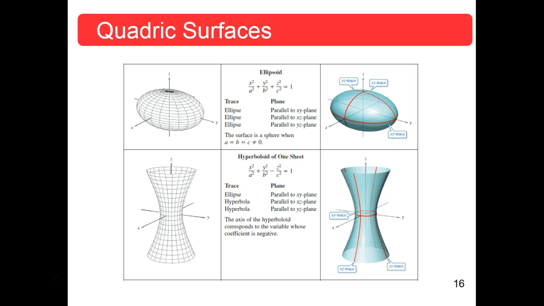Now we call this a hyperboloid of one sheet because everything is connected here. The axis of the hyperboloid corresponds to the variable whose coefficient is negative. I actually want to say it this way, whose coefficient is different, because you could make everything negative and then it would be positive, so it's the one that's different.